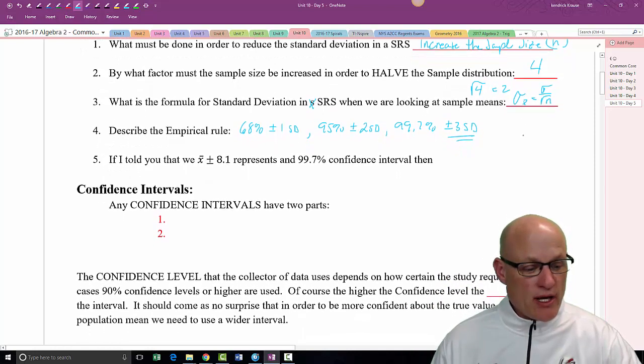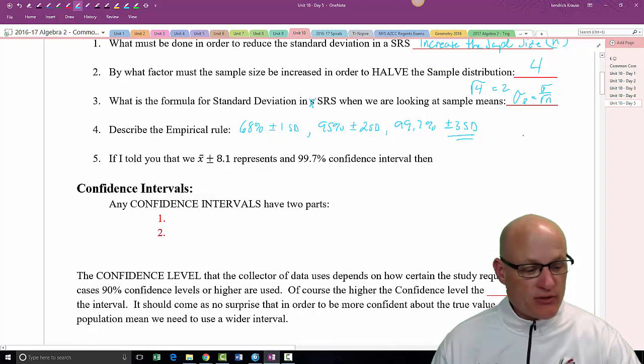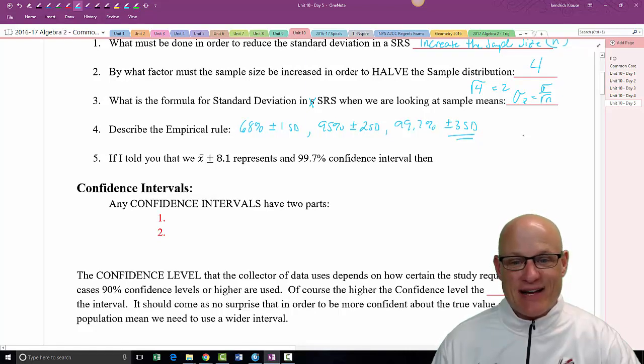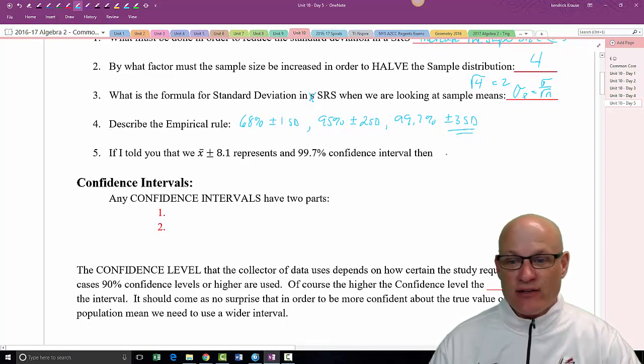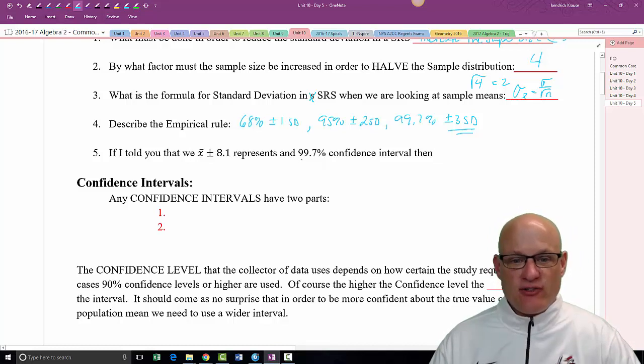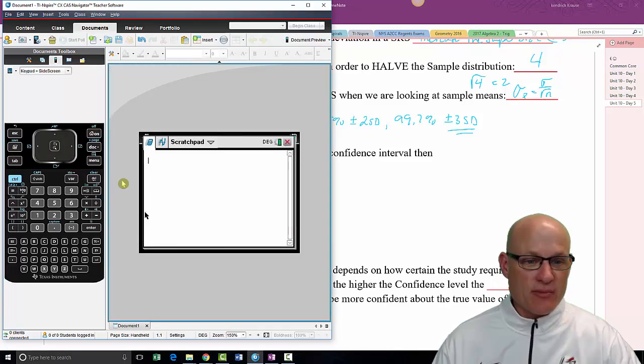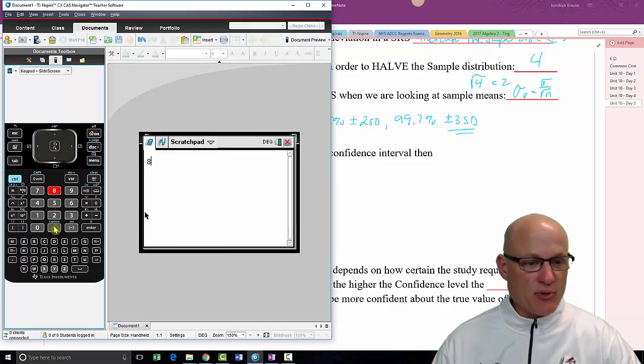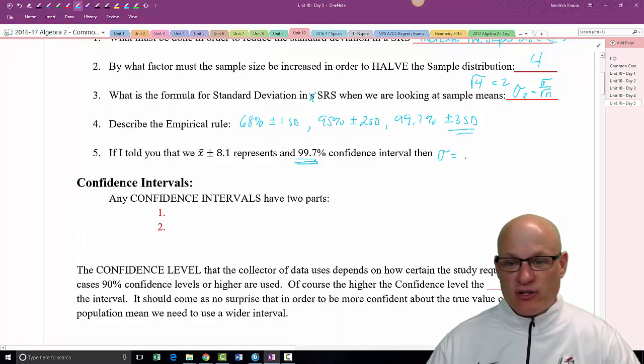If I told you that we were 8 plus or minus 8.1, and that represents a 99.7% confidence interval, then what do we know? Well, then this represents 3 standard deviations. So I'd have to come over to my calculator. I picked 8.1 for a nice reason. Divide by 3 is just 2.7. So my standard deviation is equal to 2.7.